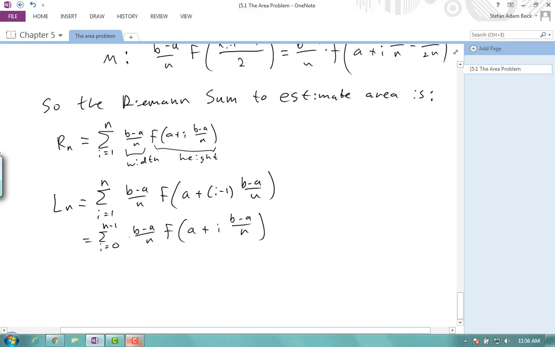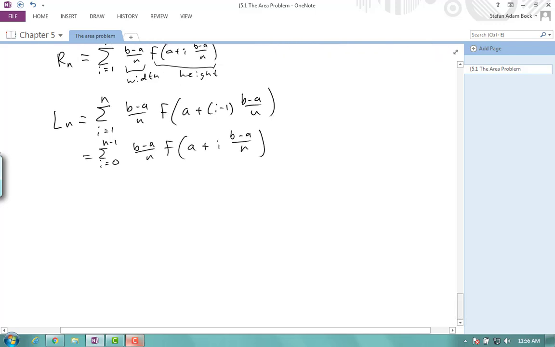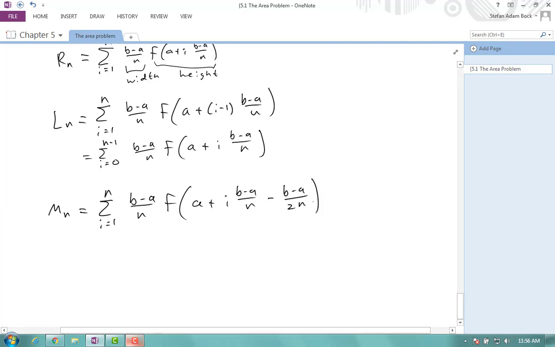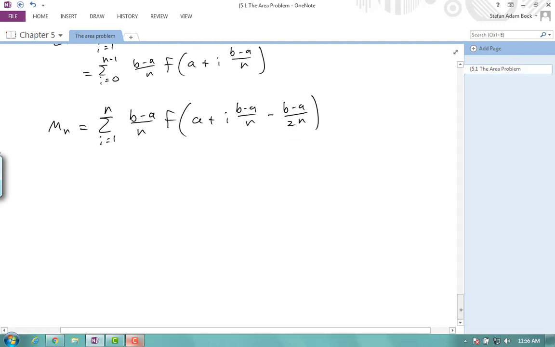These two sums are equal to each other. And if I want the midpoint, I'll again have b minus a over n, but I'll have f of a plus I times b minus a over n minus b minus a over 2n. So what does it look like to use these? Well, the picture is already kind of drawn into the formula here.